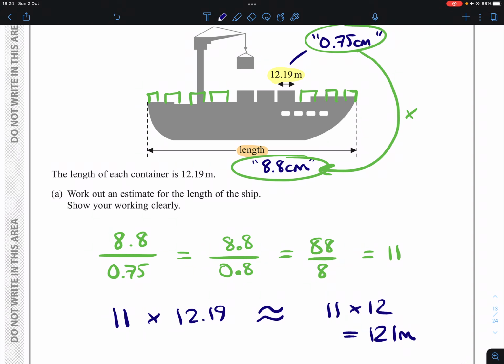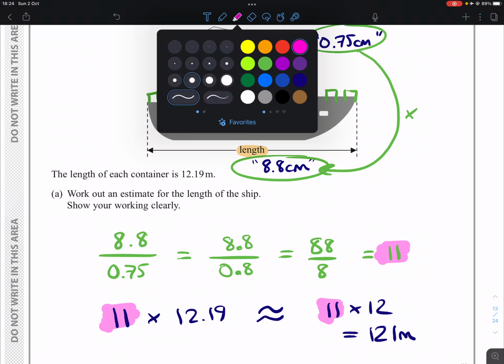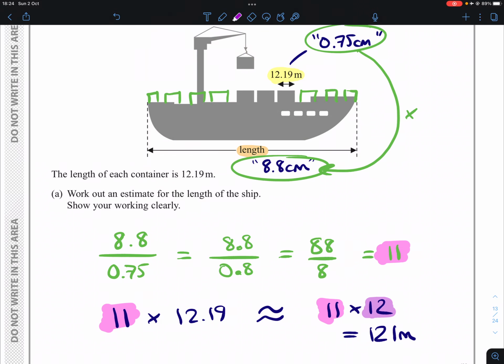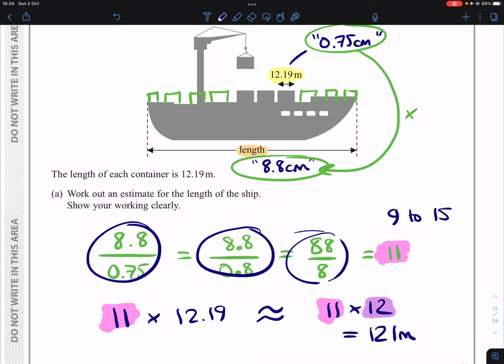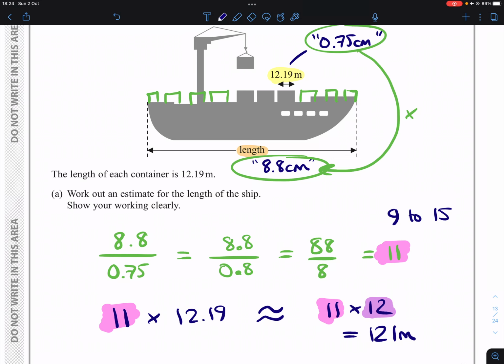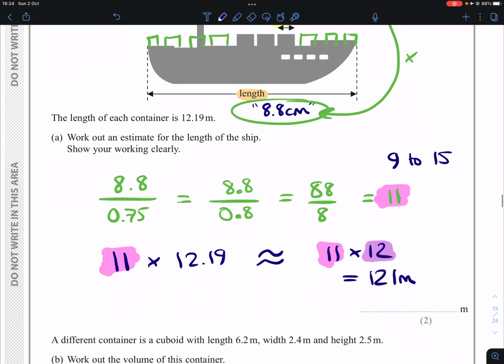Now, as far as your value goes for your estimate, whatever number you get here, as long as you multiply it by 12, and as long as your estimate is within reason, so as far as the mark scheme is concerned, anything between 9 and 15 are acceptable values for what you end up with here. So based on your measurement of this length here, based on your measurement of this length here, and based on whatever division and simplified division you do as far as your estimate goes, anything between 9 and 15 will be acceptable. Once you've done that, then you would be multiplying this answer by 12 to get your actual answer, and that's what will get you the full marks.